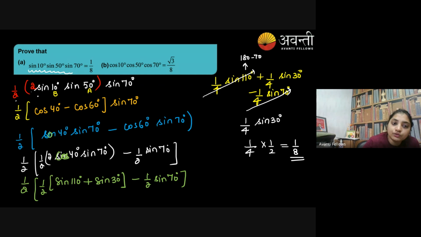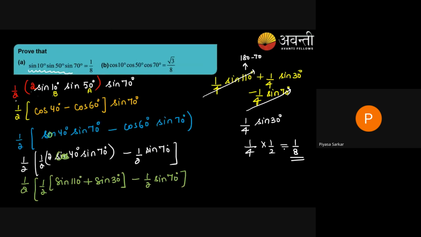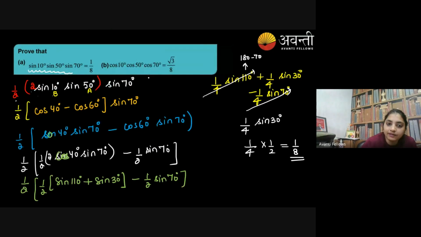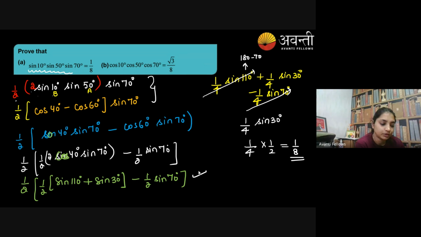So what I do, I just multiply by 2, divide by 2. So then I look at 2 sine A sine B. Then I remember that transformation formula. See, 2 sine A sine B will be cos A minus B minus cos A plus B. Remember? Yes, ma'am. So we just applied that. Same again, we applied the same formula. Clear? Any doubt till there?